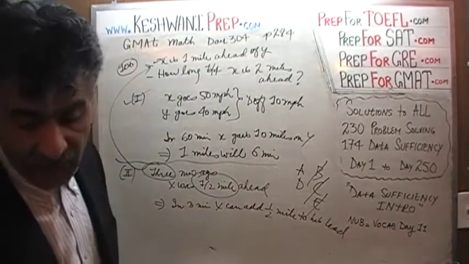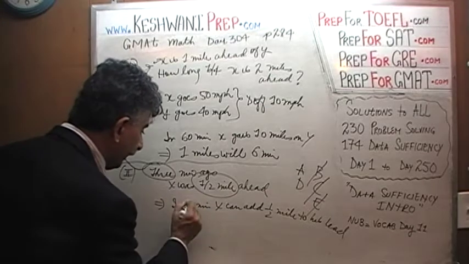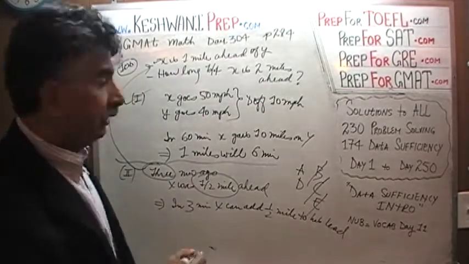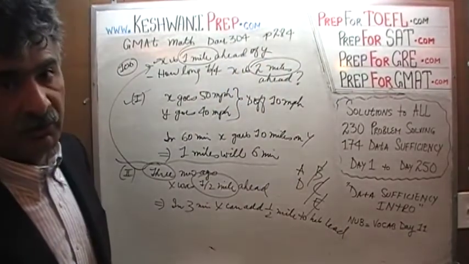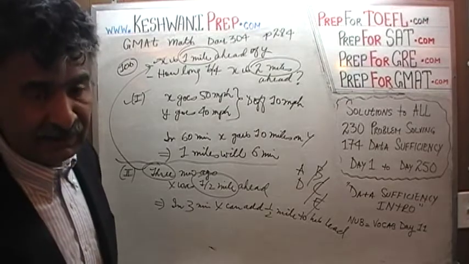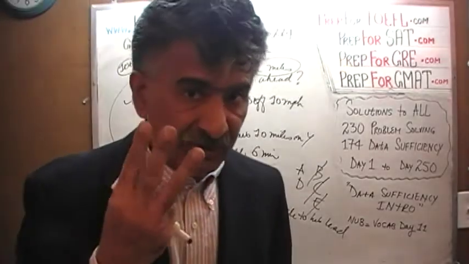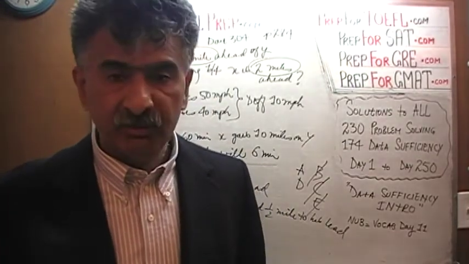But if he can add half a mile to his lead in 3 minutes, how long will it take him to add 1 mile to his lead? He has a 1 mile lead. Question is, how long does it take before he has a 2 mile lead? He wants to add 1 more mile to his lead, and we just found out that it takes him 3 minutes to add half a mile. Well, it will take him 6 minutes, obviously.